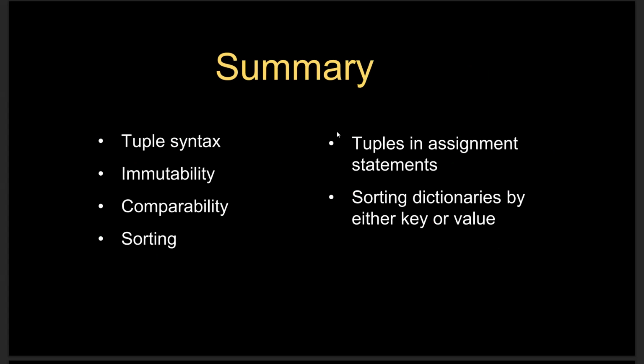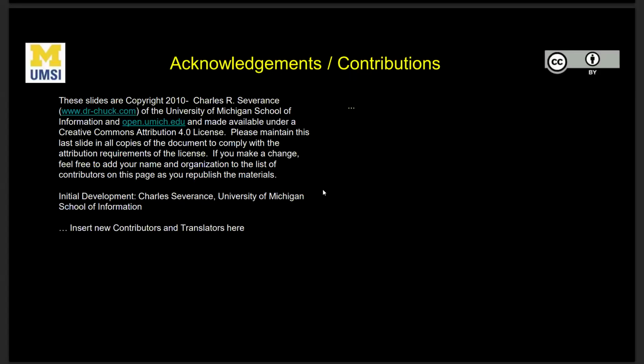So, summary. Up to now, what are the topics that we discussed? First, syntax. Next, immutability. Next, comparability, which means we can compare each and every element of one tuple with another tuple. Sorting, which you can also do using a list of tuples. Next, tuples in assignment statements. Next, sorting dictionaries by either keys or values. If you want to sort dictionaries, you can do this sorting by using the keys or values. So these are the summaries.